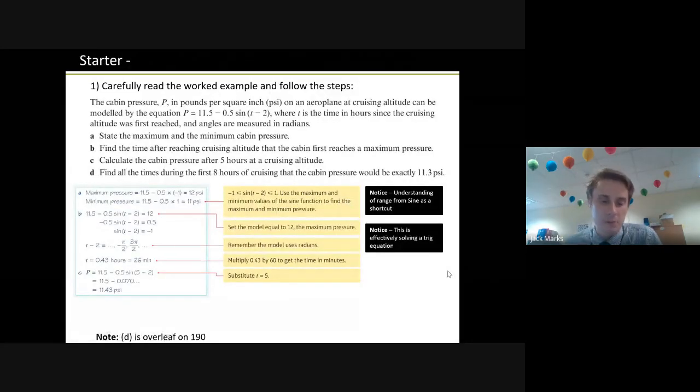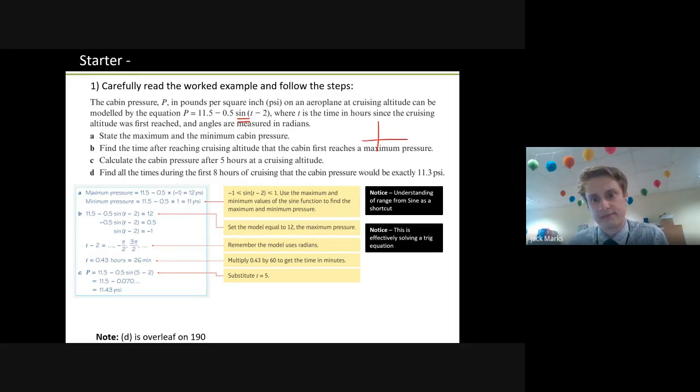Moving on to the last part of the chapter now, which is modelling questions, which tend to be quite challenging. Make sure you've had a go at that starter there. So the starter touches on a point that we talked about last time: when we're dealing with something like sine, we know that it has a range between 1 and -1.